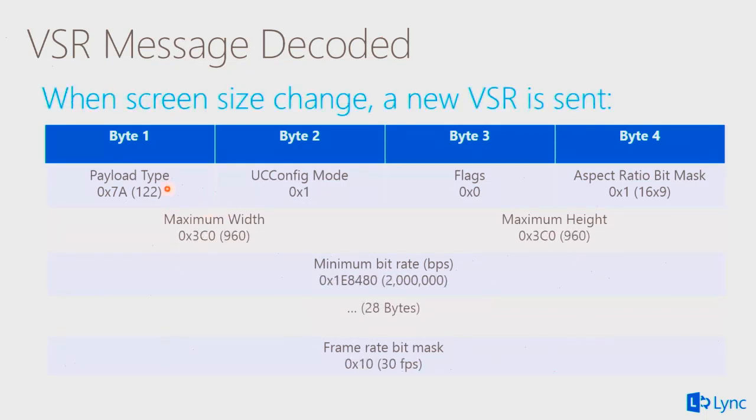So forget about the header, it's similar. But in the VSR, it's asking for, okay, payload type 122, config mode 1, aspect ratio still 16 by 9. Now, what's changed is the width, I'm asking for 960. The height, I'm asking maximum, right? 960. And because of 16 by 9, you get the right resolution. And I'm asking for 2 megabits per second now. Previously, it was like 350, right?